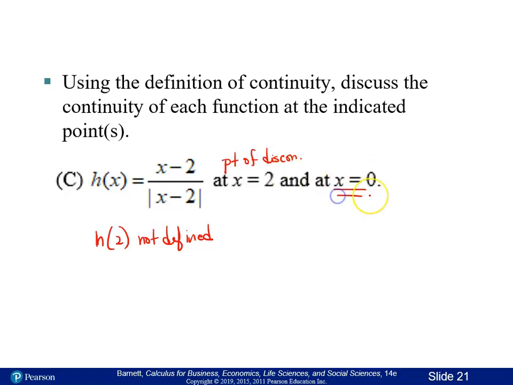Okay, we're not really as sure about x equals 0, so we need to go through those steps. If I look at the limit as x goes to 0 of x minus 2 over the absolute value of x minus 2, then what I'm going to end up with is negative 2 over 2. So I'm going to end up with negative 1.